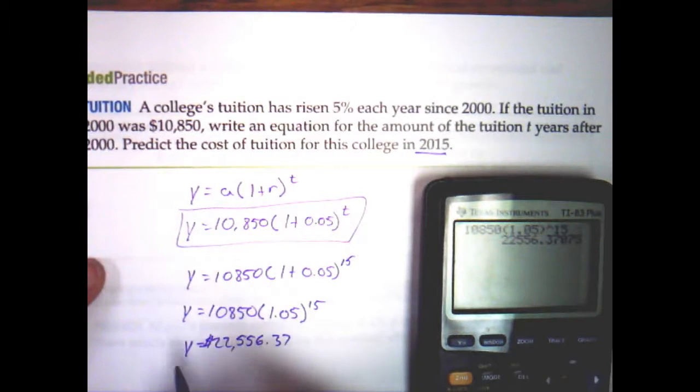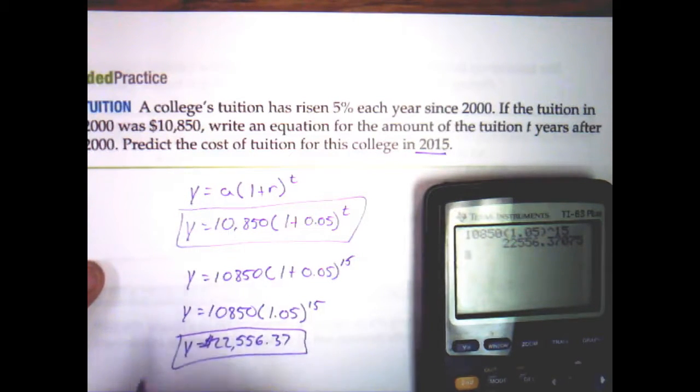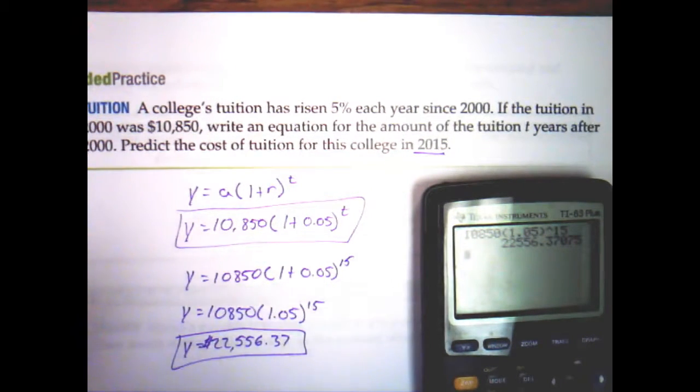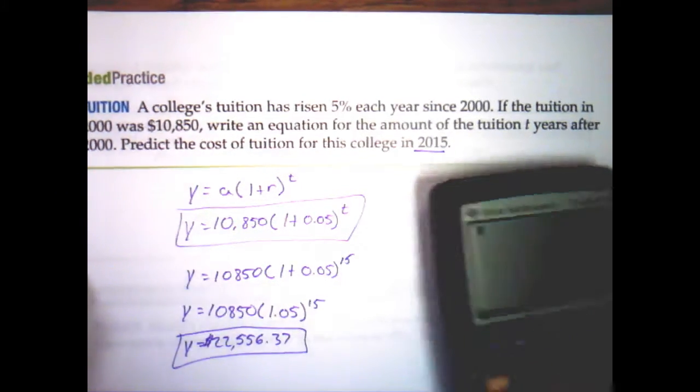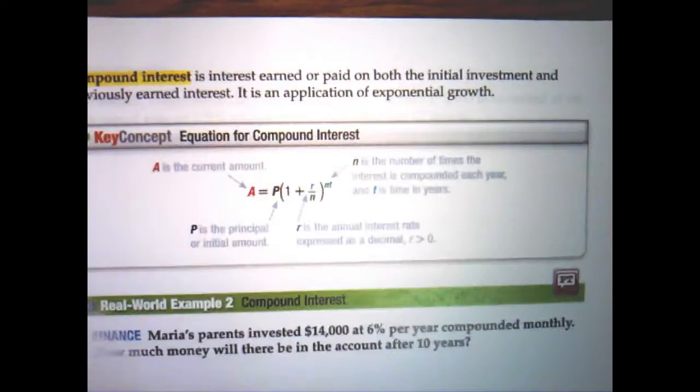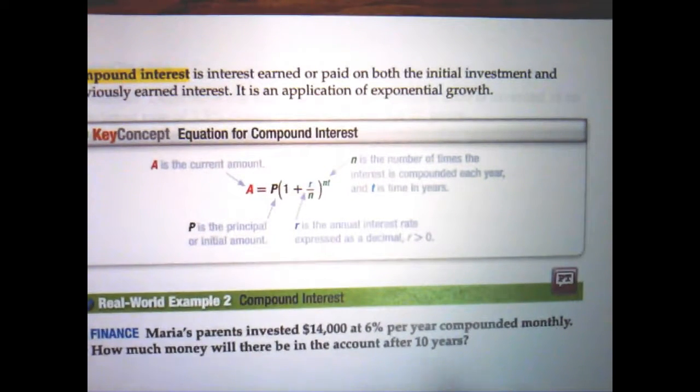So you see how quickly the cost of college can rise, even with just a 5% increase each year. Okay, it gets out of control. All right, moving on. The next thing we want to take a look at is something called compound interest.